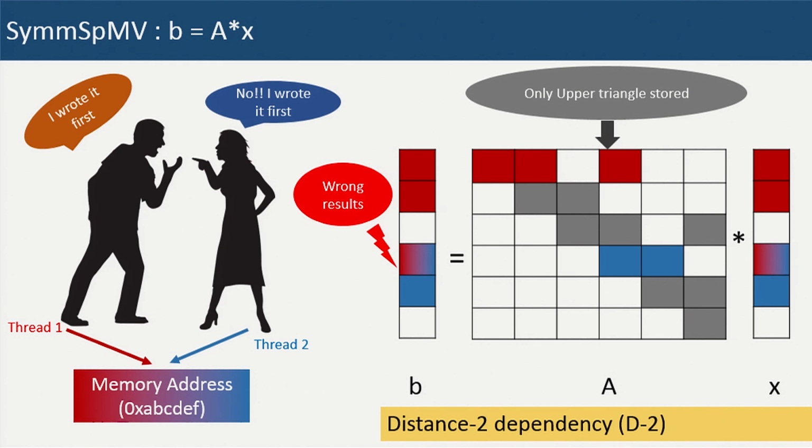Such kind of dependency is called a distance-2 dependency. There is also another common dependency called distance-1, where a similar but not so severe dependency exists.